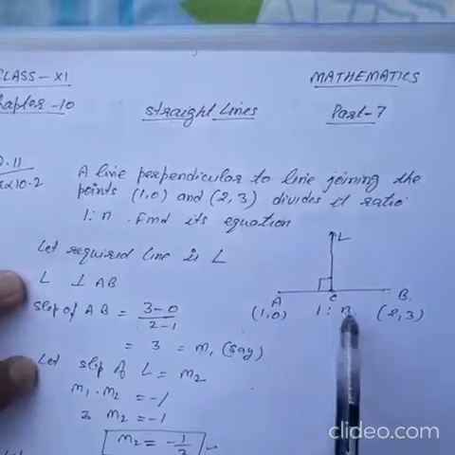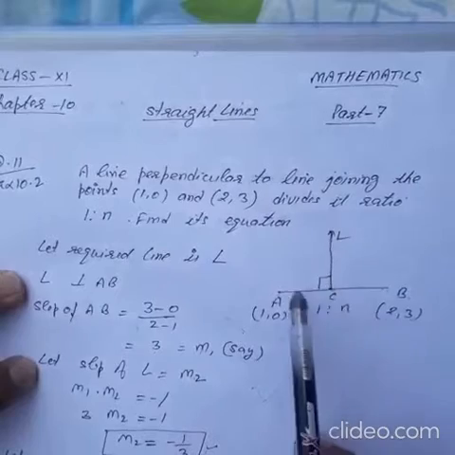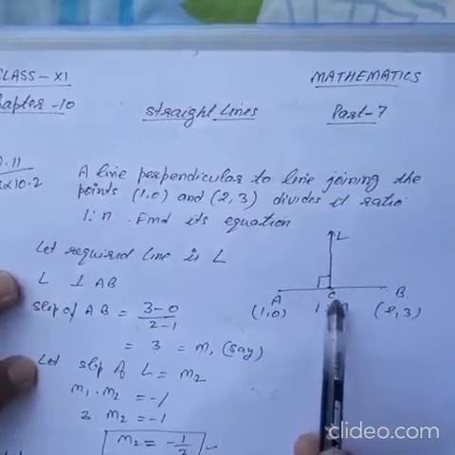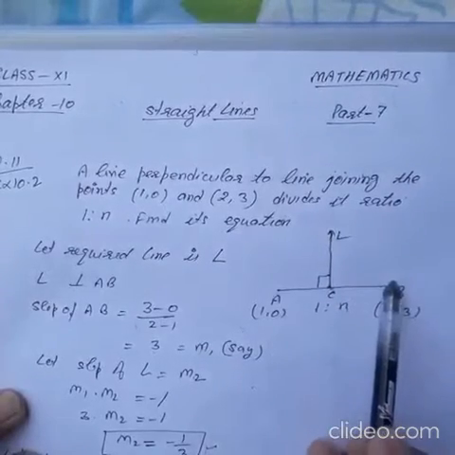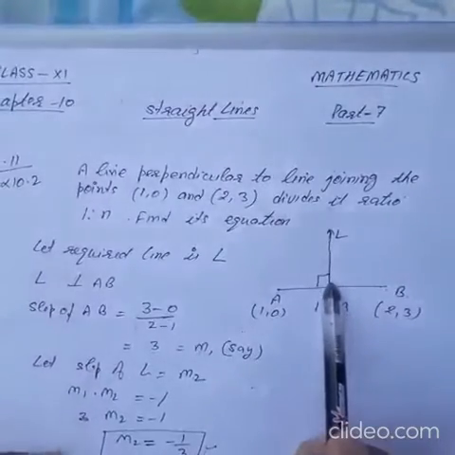Let these points be A and B. L is the required line. The required line is dividing AB in the ratio 1:n. Let it divide at C. It means L is perpendicular to AB. Now we want to find the equation of line L.